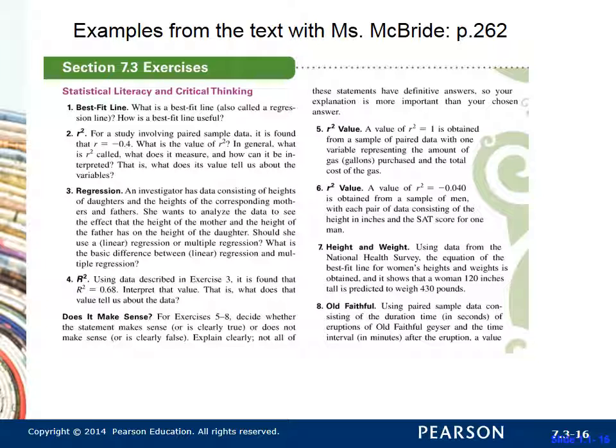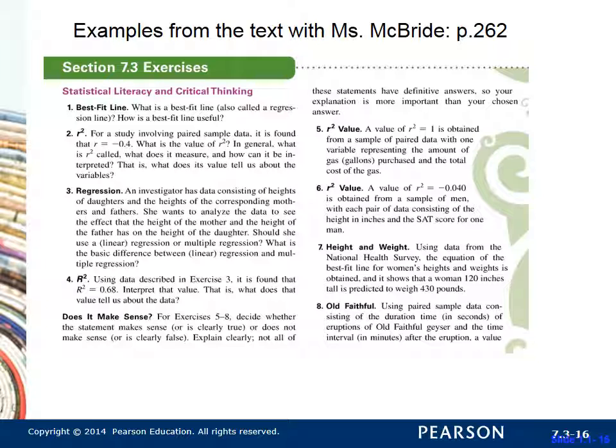Number 5, little r squared equals 1. Ooh, that's perfect. It is obtained from a sample of paired data with one variable representing the amount of gallons purchased and the total cost of gas. Well, that makes total sense. It has to be a perfect pairing because one directly results in the other. No variation about it.